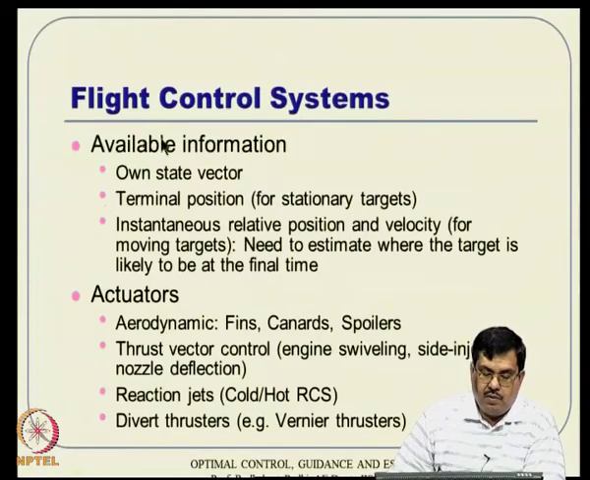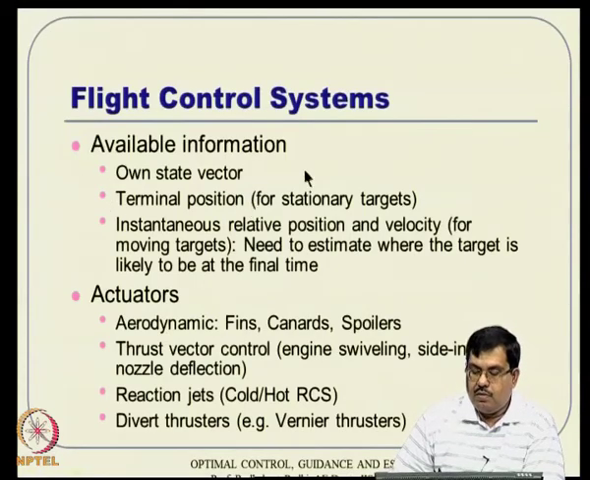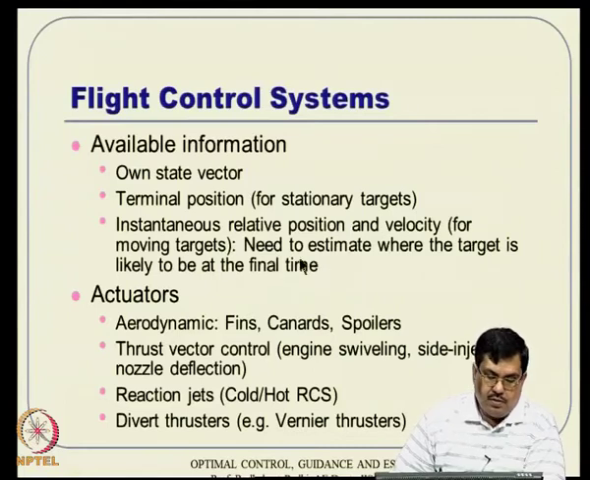Then the other available information is terminal position, okay, for the stationary targets, or the instantaneous relative position and velocity for the moving target, either using a radar or seeker or things like that. So, in this case, there is a need to estimate where the target is likely to be at the final time, and that is where you want to go, not to the current position of the target, but where it will go at the final time. So, that is what the missile guidance concept is.